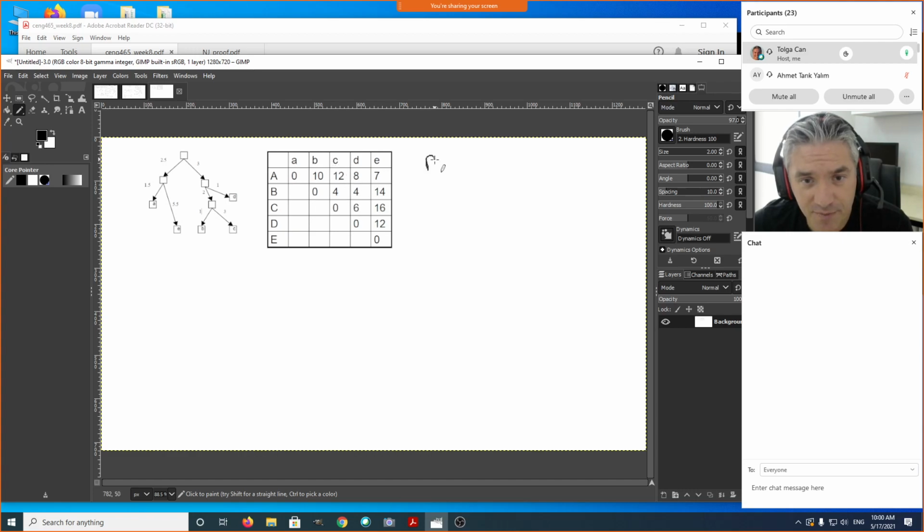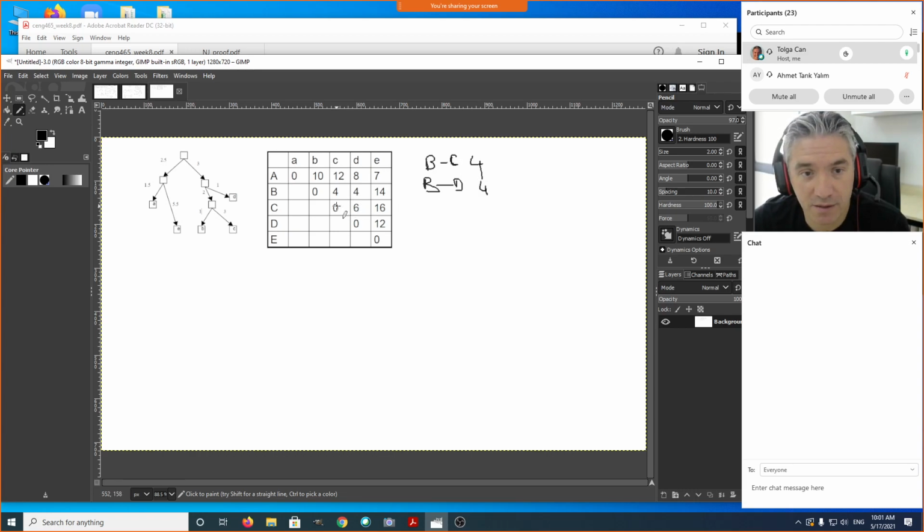BC, the distance between B and C is 4. The distance between B and D is also 4. So when we have ties, this is a tie, and we break ties randomly. Which means that at this iteration, the first iteration of the algorithm, you can choose to combine BC or BD, it doesn't matter.